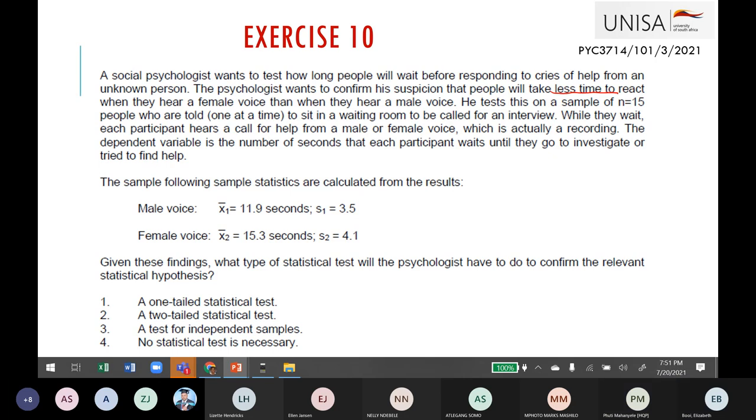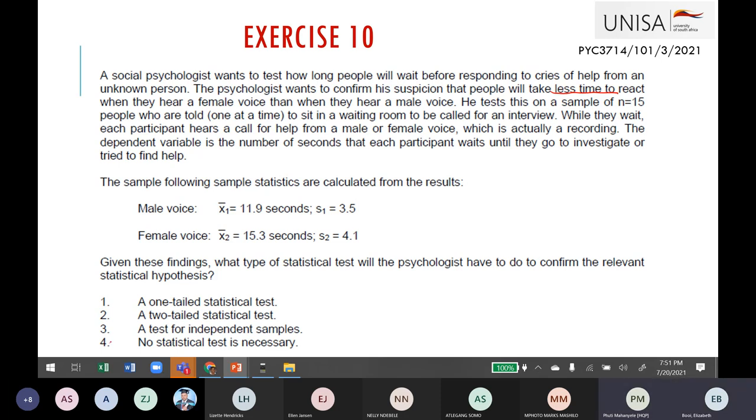Nothing. Number four, nothing. Why nothing? Remember, he wants to confirm that people will take less time to help when they hear a female voice. But if you look at the readings there, the female's voice takes 15.3 seconds, which is much smaller than the male one.